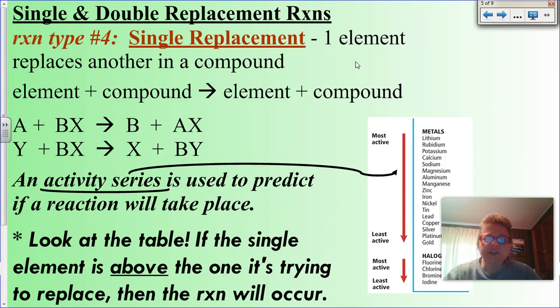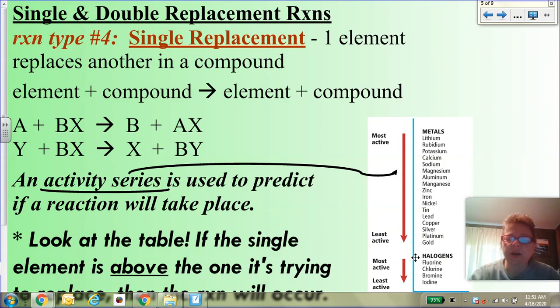The fourth reaction, single replacement: you have one element replacing another in a compound, and you'll have to refer to this table over here to see if that single element can in fact break up the compound and take the place of the element it wants to kick out of that compound.